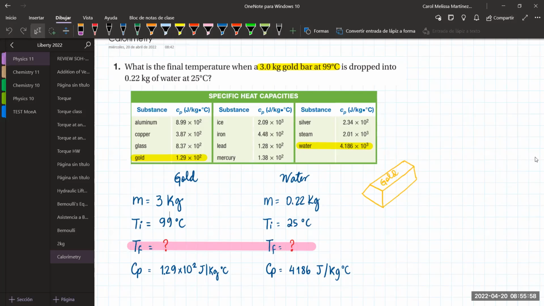Okay, this gold is at 99 degrees Celsius. So you're going to put it inside a container. This container has water in it. And this water is going to be at a temperature of 25 degrees Celsius. So what is going to happen?